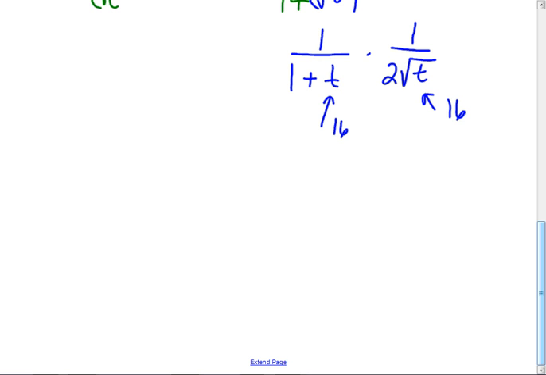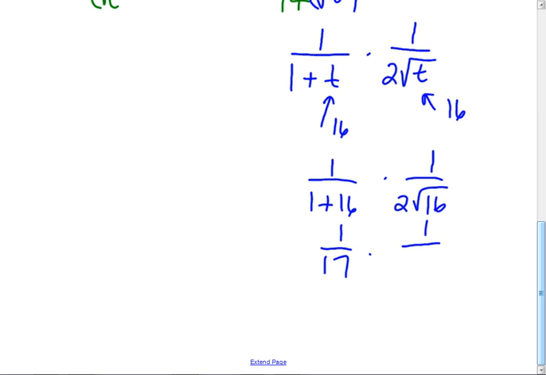So I just put in 16, so it's 1 over 1 plus 16, which is 17, times 1 over 2 times the square root of 16. So it's 1/17 times 1 over 8. I don't know what 17 times 8 is. But honestly, if this was a free response question, I would leave it like that. You've got full credit. If it's multiple choice, you won't have any choice but to figure out what it is. And I think that's the last one.